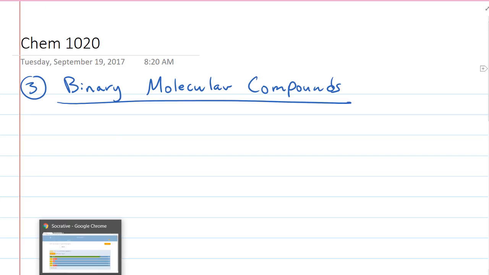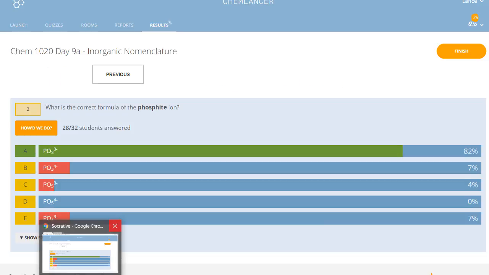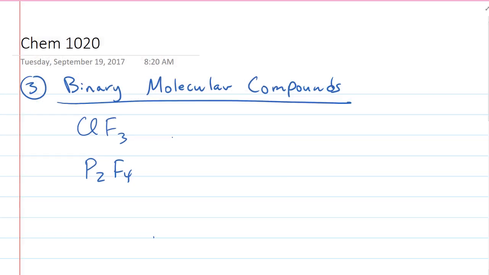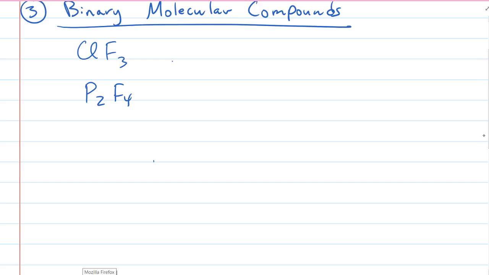Binary molecular compounds. Let's try something like this one here. We'll go with ClF3. And then we'll do P2F4. So I bumped something here that I don't know what's going on. All right, now to name these, this first one, we would name something like this.